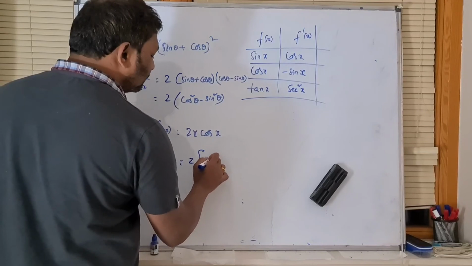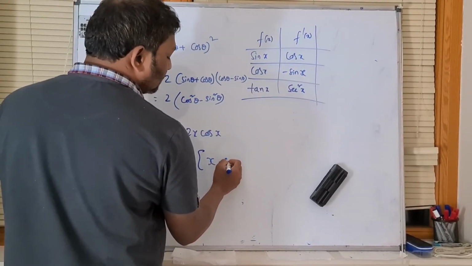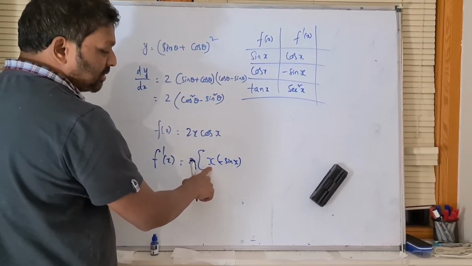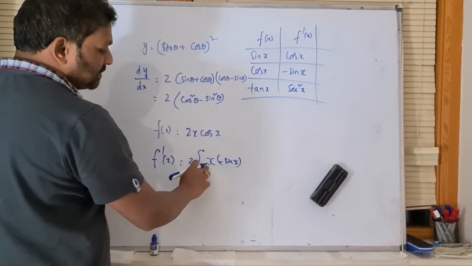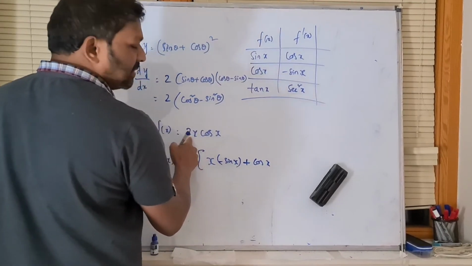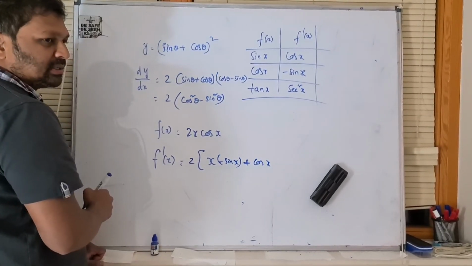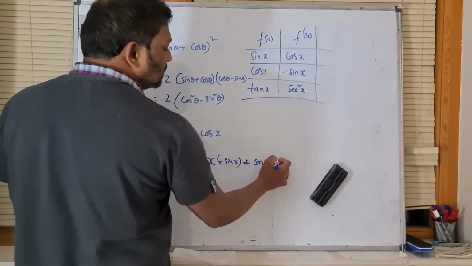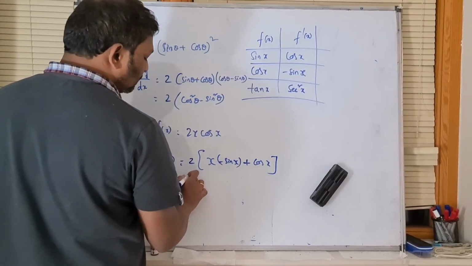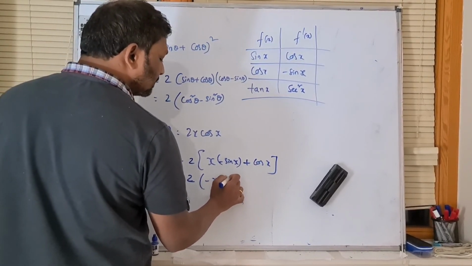So x times the differentiation of cos x. What is this? Minus sin x. Put a bracket so that you won't get confused. It is x multiplied by this one, plus cos x times the differentiation of x. We already took the 2 out because it is a constant coefficient. The differentiation of x is 1. You don't have to put into 1.